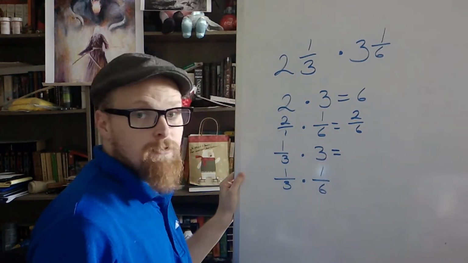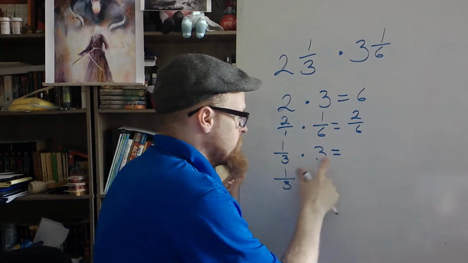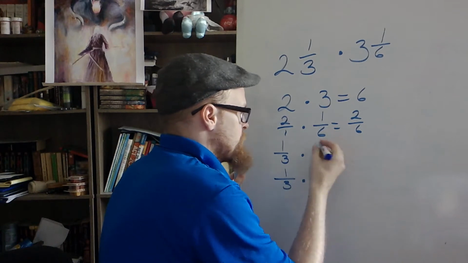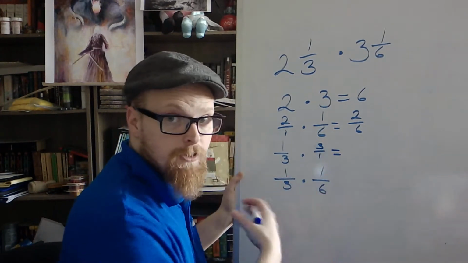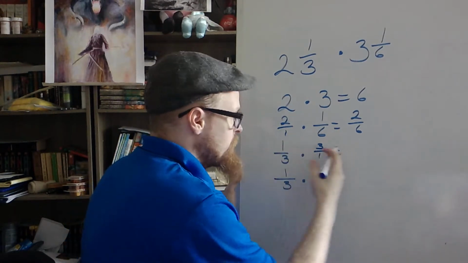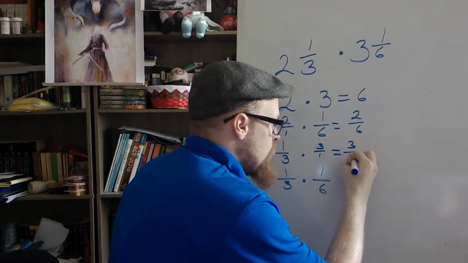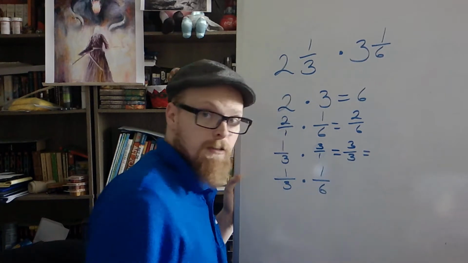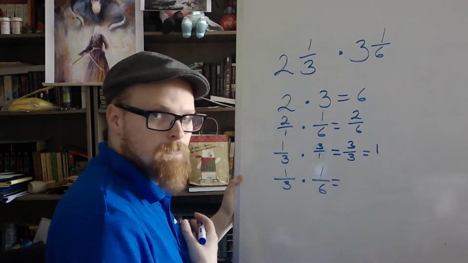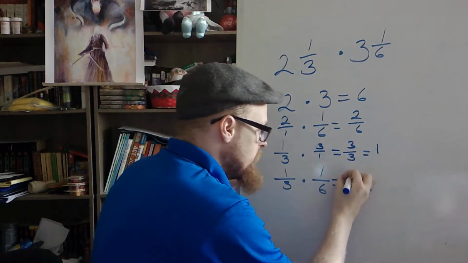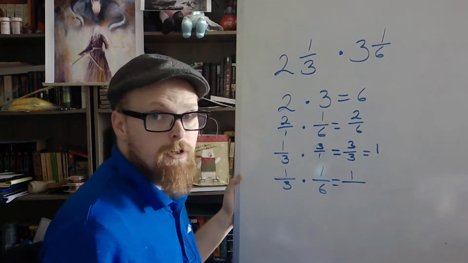I've got 1/3 times 3. I'm going to make my 3 into a fraction, 3 over 1, and multiply straight across. So 3 times 1, 1 times 3, 3 over 3, which I'm going to simplify. It's going to come out to 1. And then my last one, I'm going to multiply straight across. I'm going to end up with 1 over 6 times 3, 18.